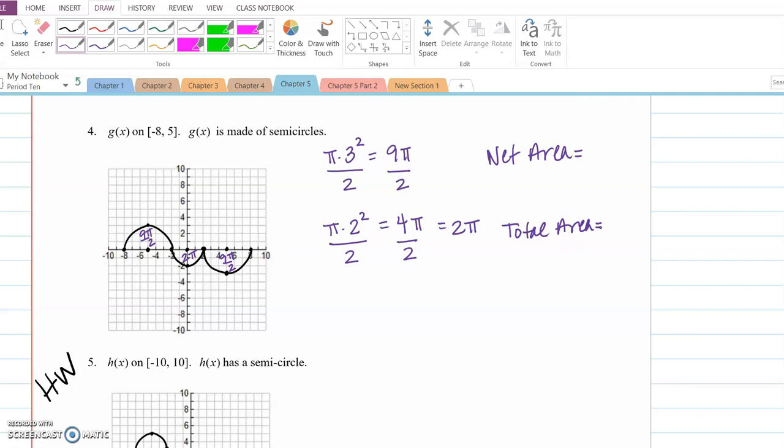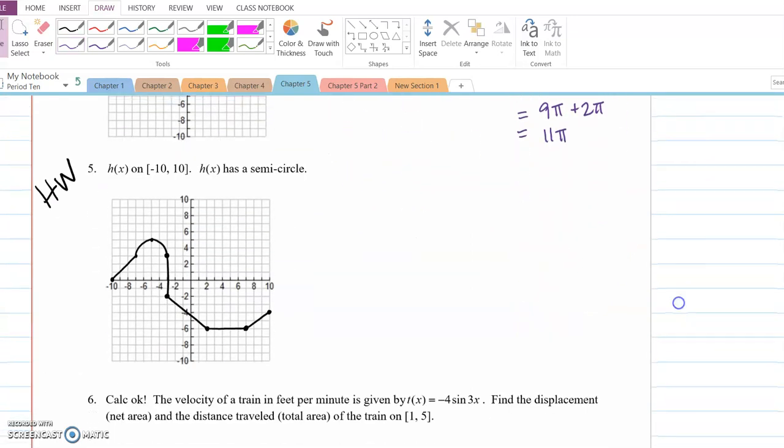So the net area will be negative 2 pi, because you've got this positive 9 pi over 2, but you're also subtracting 9 pi over 2, and then you have this area that's below, so that's going to be a negative 2 pi. And the total area will add all three of these areas up. So 9 pi over 2 plus 2 pi plus 9 pi over 2 ends up being 9 pi plus 2 pi, which is 11 pi. All right, number 5 is homework.